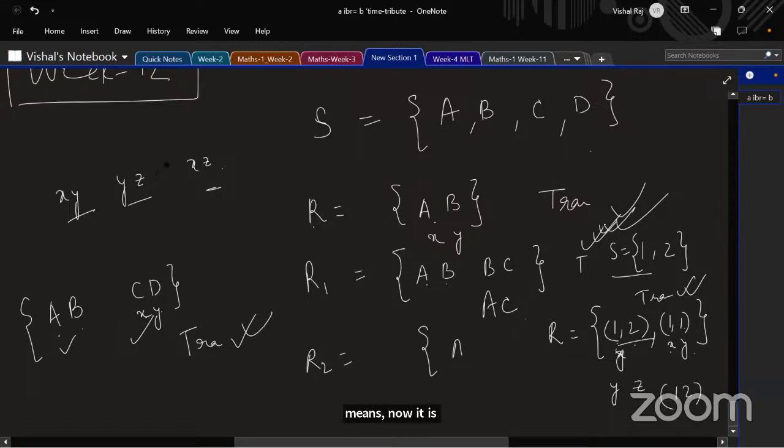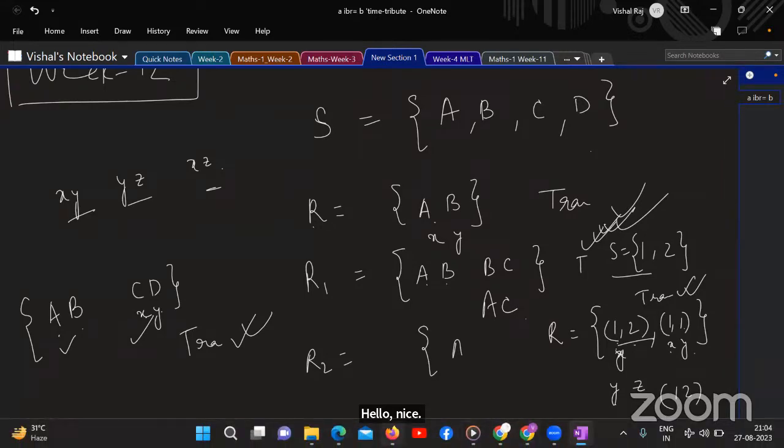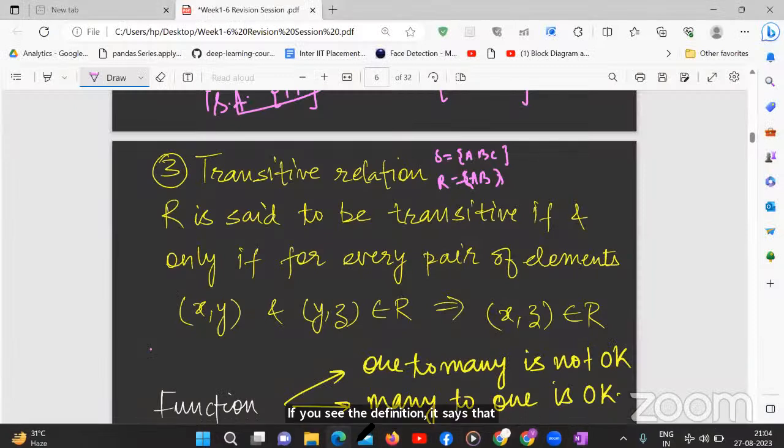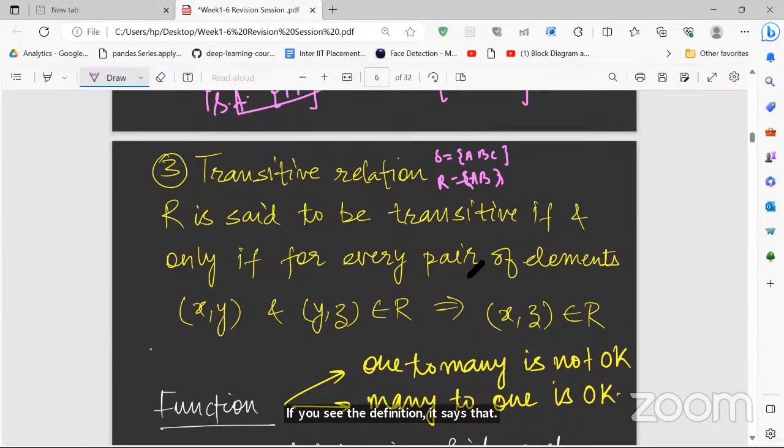By definition, we are defining what is transitive, but actually the definition is saying what is not transitive. If you see the definition, it says that R is said to be transitive if and only if for every pair of elements XY and YZ belonging to R, XZ belongs to R. So whatever this statement is saying, if this condition is satisfied, it is transitive. But if this condition is not satisfied, then every set is also transitive.